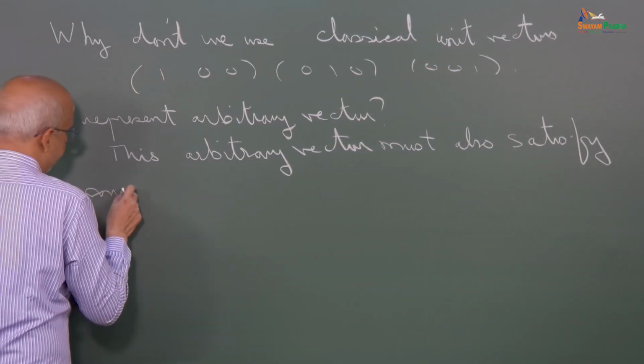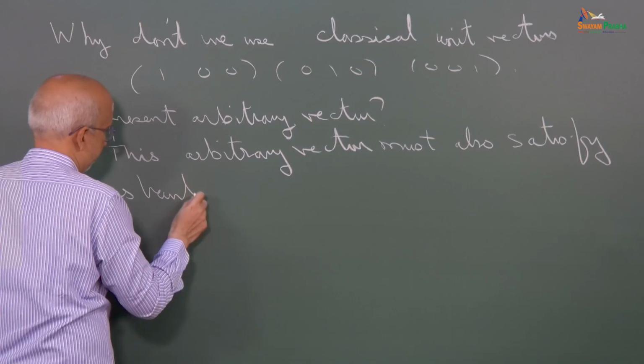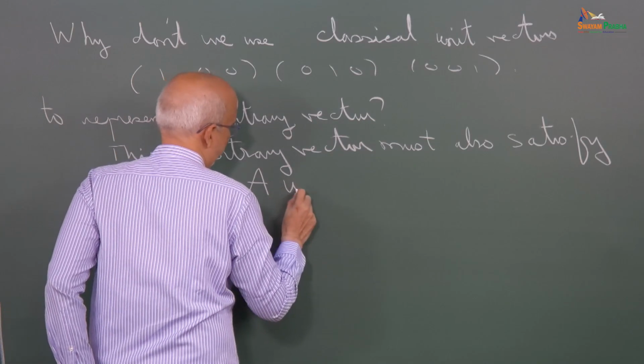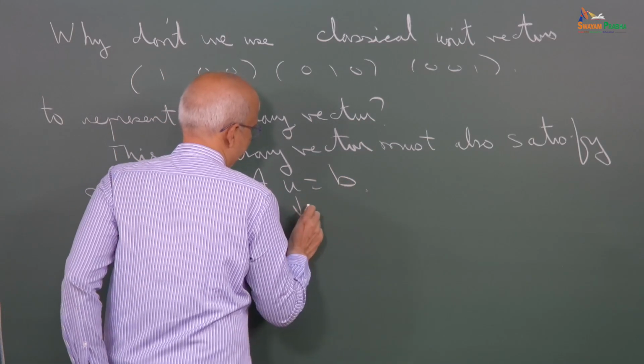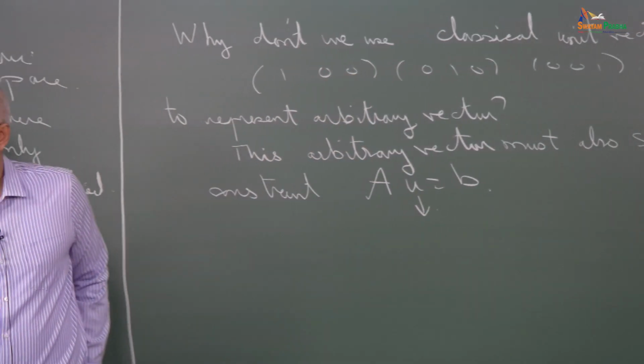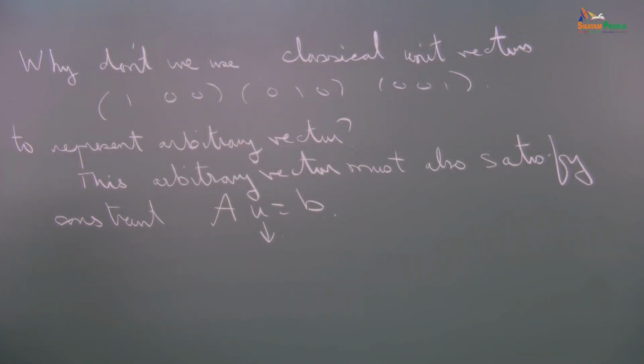Some constraint. What do I mean by constraint? A u equals b, because that is the vector I am trying to figure out. So it is not that it can be any u, I want to make sure it satisfies this equation. So this becomes an issue, okay.